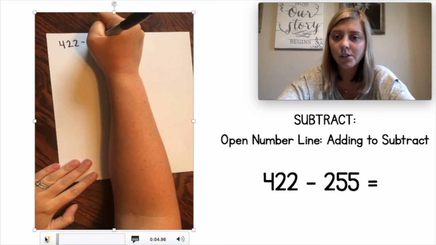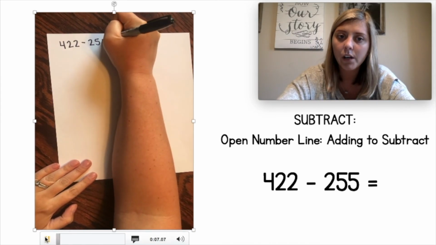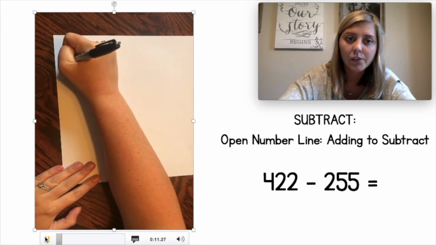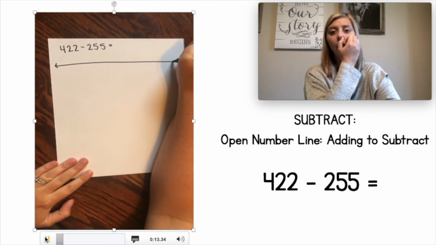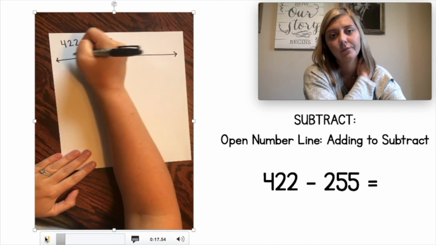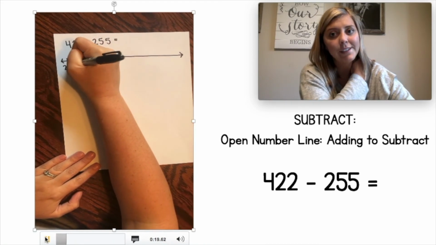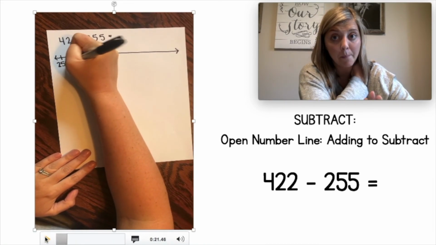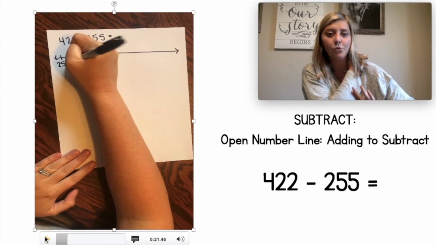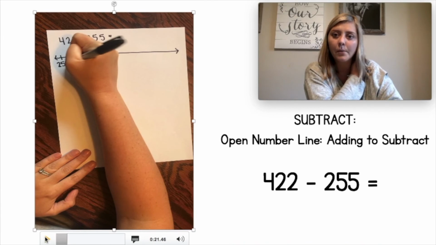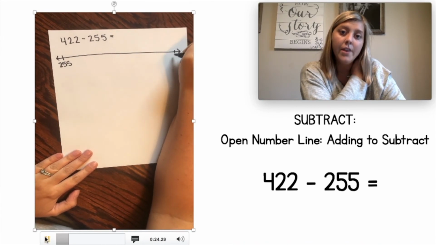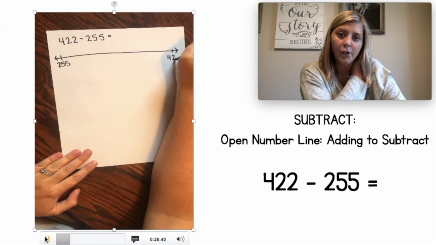I start as I always do, writing my equation to help keep me organized. 422 minus 255. Let me draw that big old open number line. And instead of plotting my biggest number on the right side, since I'm adding to subtract, I'm going to plot my smaller number. And then I'll plot my bigger number, 422.